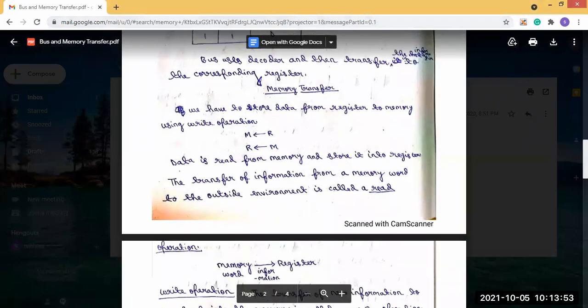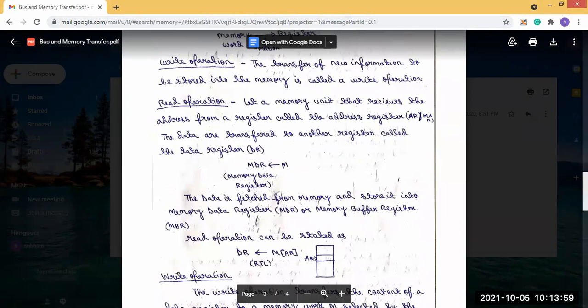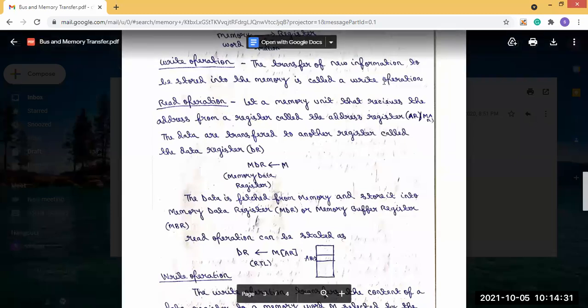But how the read operation and write operation particularly work, we will see that. Let a memory unit be present. This memory unit receives the address from the register. If it receives the address from the register, then it is called the address register. Now the data is transferred to another register called the data register.